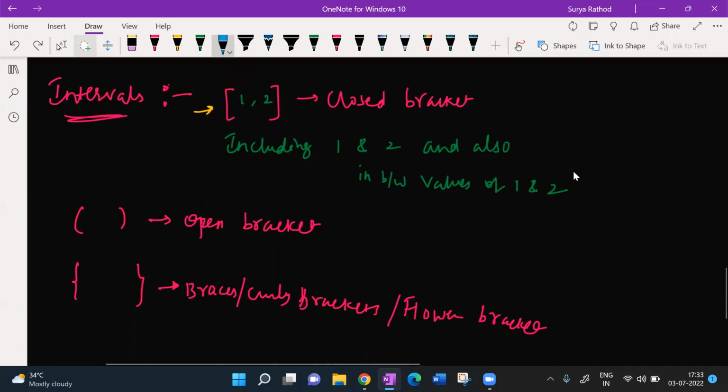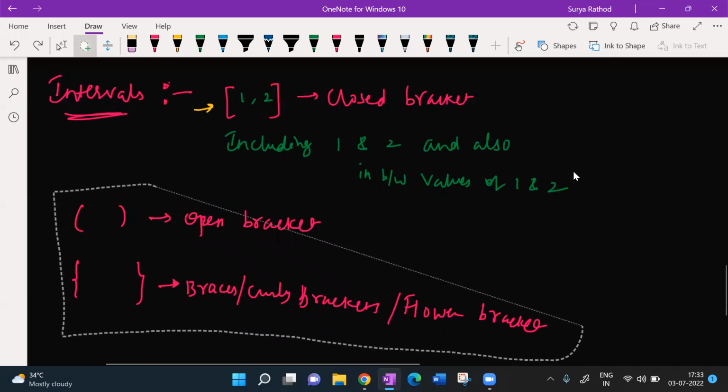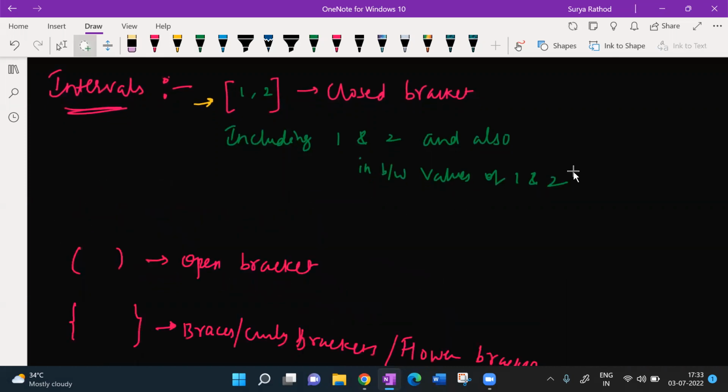Sir, what is the example? Can you give an example? We didn't understand what you mean by including, not including. Okay, let me tell you. First, suppose I write this, x lies between 1 and 2. Okay, beta? What do you mean by this? x lies between 1 and 2. Here I have only less than. x must be greater than 1 but lesser than 2. So what do you mean by this here? You are not including 1 here.